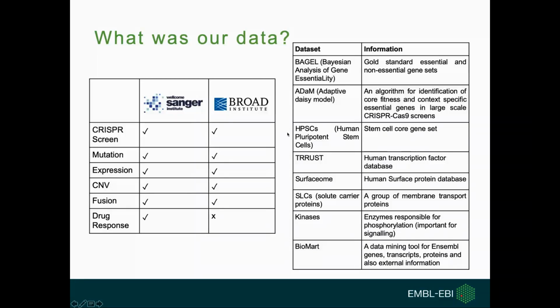And then there are ADAM and human pluripotent stem cell core genes. We use them for comparison or prediction. And the other ones are to annotate the genes, whether they are transcription factors, surface proteins, or kinases. They are for annotation, as I will show later.